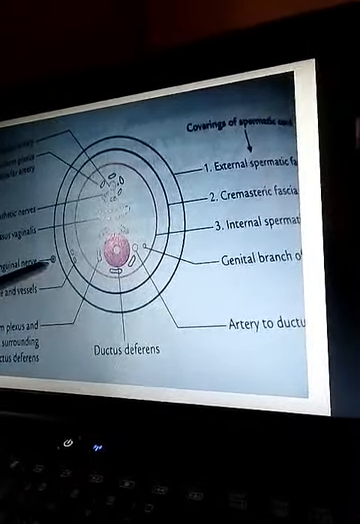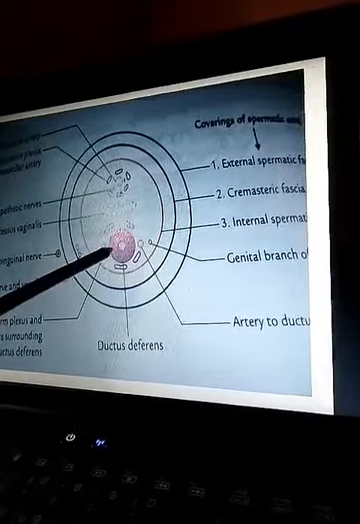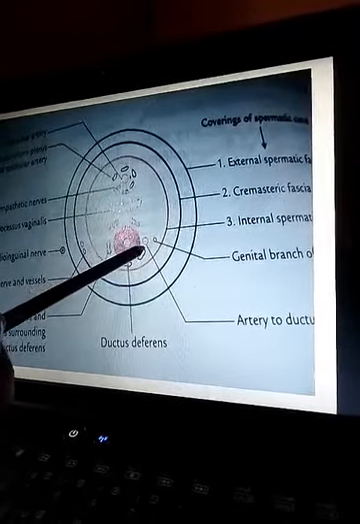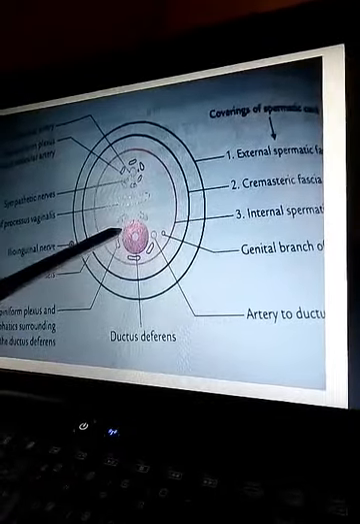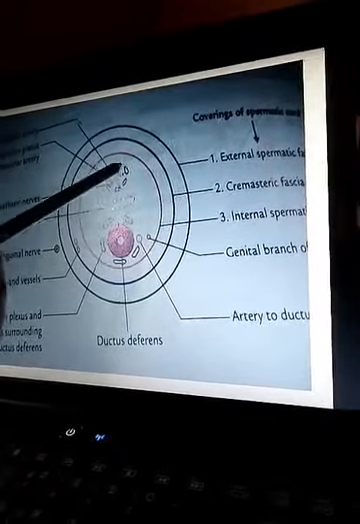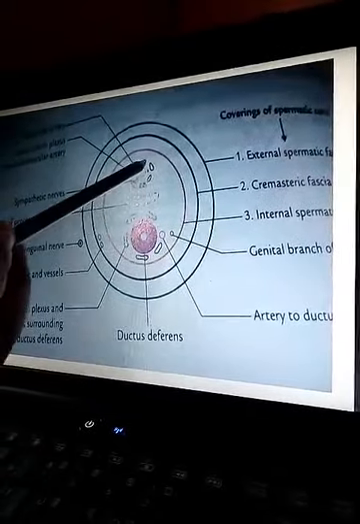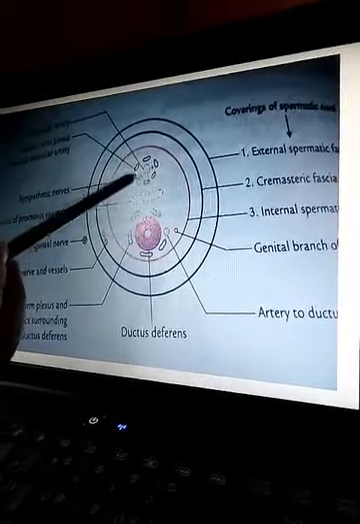Another is the artery to the ductus deferens. This is the artery to the ductus deferens. It arises from the inferior vesical artery. Now third is the pampiniform plexus of veins that surrounds the testicular artery.